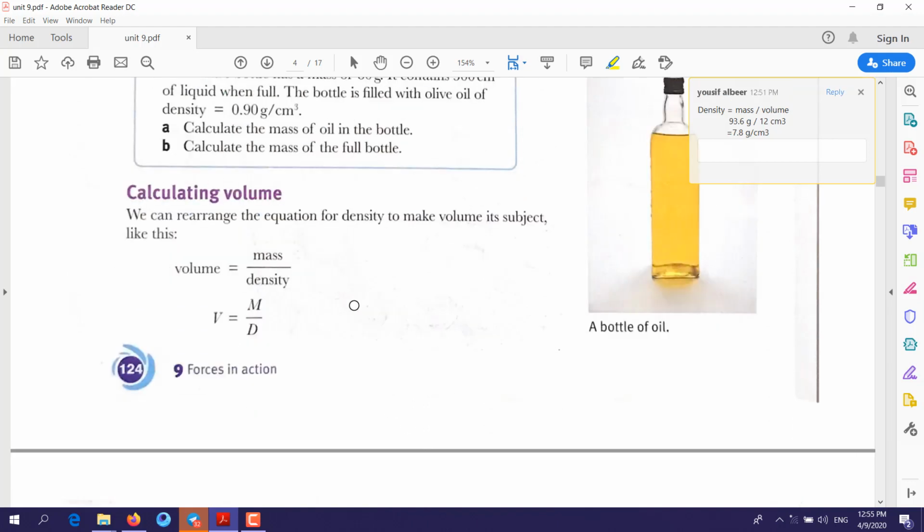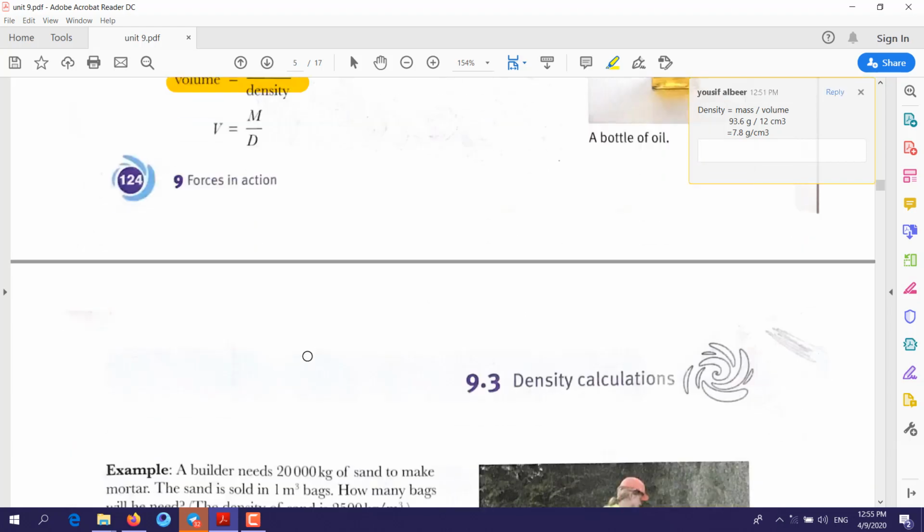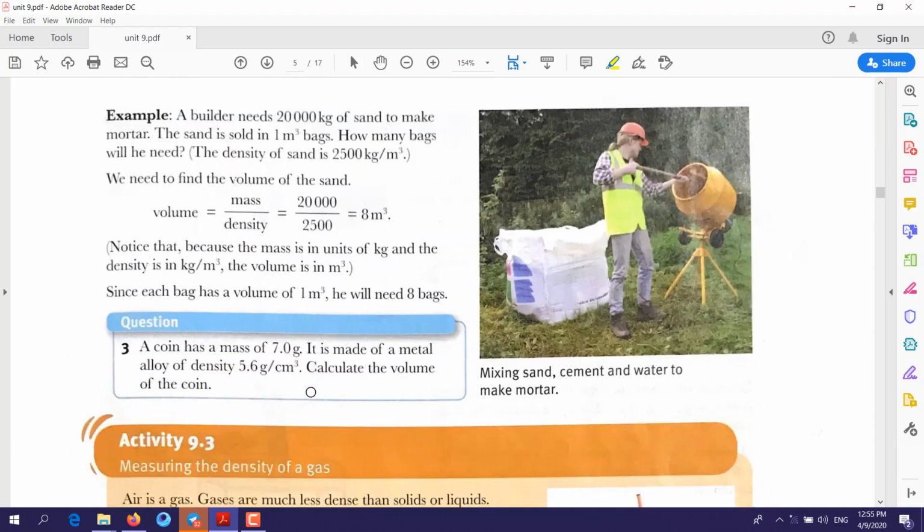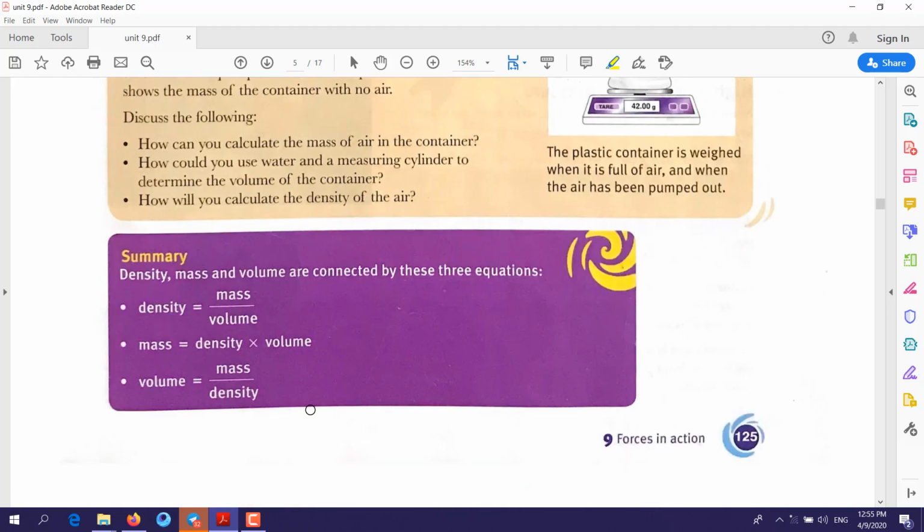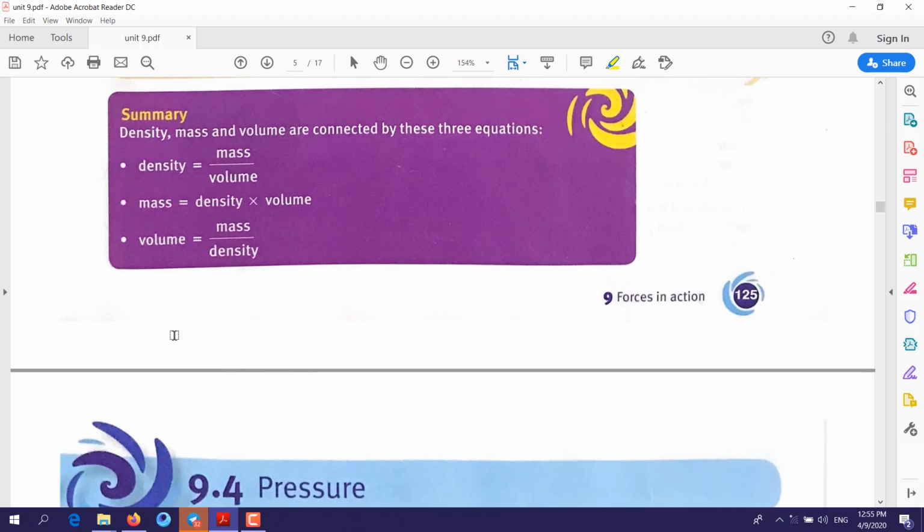Calculating volume. To calculate volume, okay, again, another formula. We derived this formula from the original one, which is density equal to mass over volume. Then, for volume, as we explained before, we have two ways to find the volume, okay? It depends on the shape of the object, if it's regular or irregular. Now, the summary: density, mass, and volume are connected by these three equations. Okay, you need to memorize these three equations.